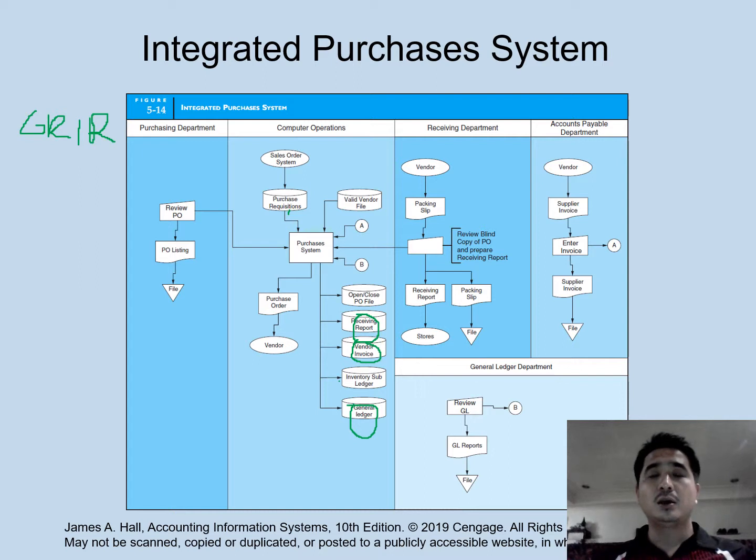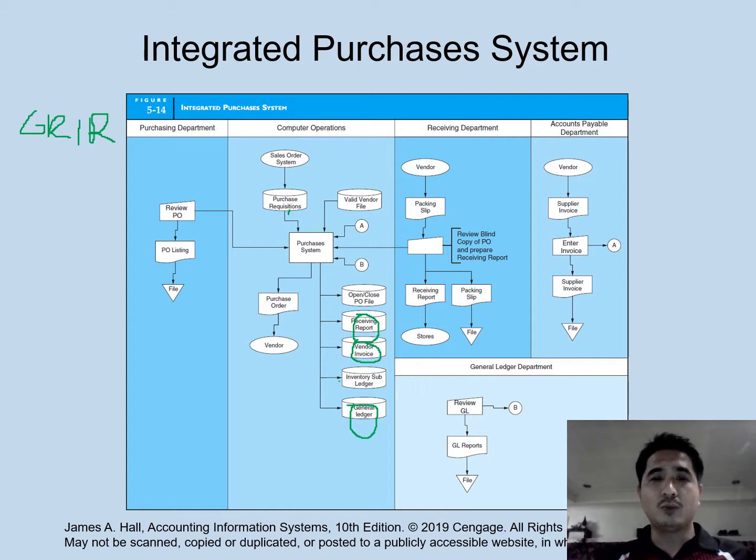Basically, in an integrated system, departments doing clerical tasks will now do a higher level of activity, which is review of the documents. In this case, the purchasing department will print the PO list, review it, then file it. The GL department will review the GL reports, then file.